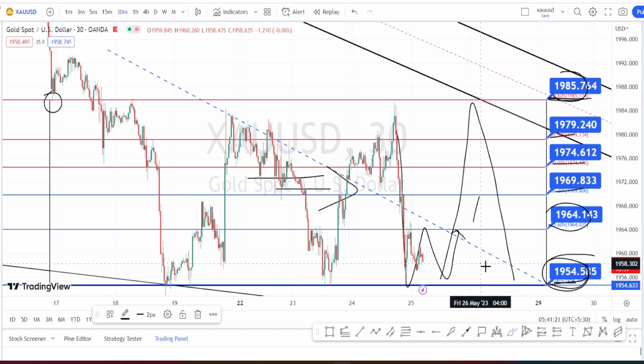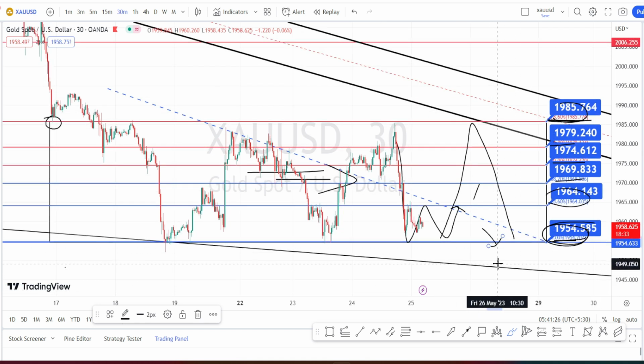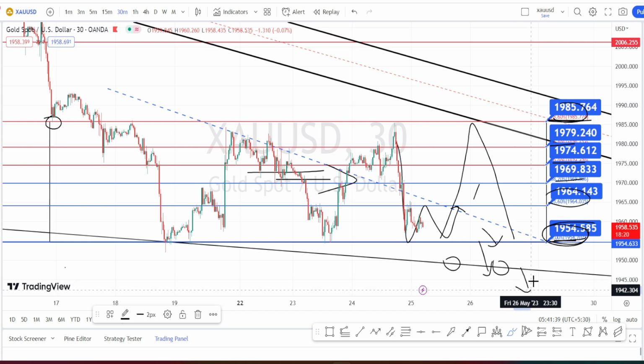And if the price action breaches this support level of 1954, next level of support is going to be the trend line or the support line from the 4 hours time frame. Once the price action breaches this support level, we can expect the bearish side trend to continue in 30 minutes time frame. Please refer the hourly time frame levels for the bearish side targets.